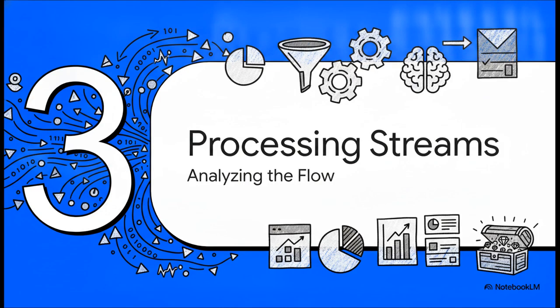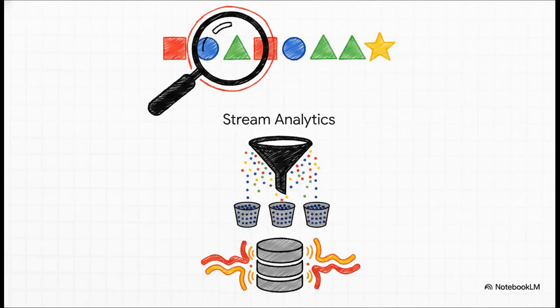Section 3. Processing and analyzing streams. Okay, so our event is transmitting, it's stored, now we have to actually do something with it. We typically use stream processing for three major things. First, complex event processing, or CEP, where we're hunting for specific patterns, like spotting a credit card fraud sequence as it happens.